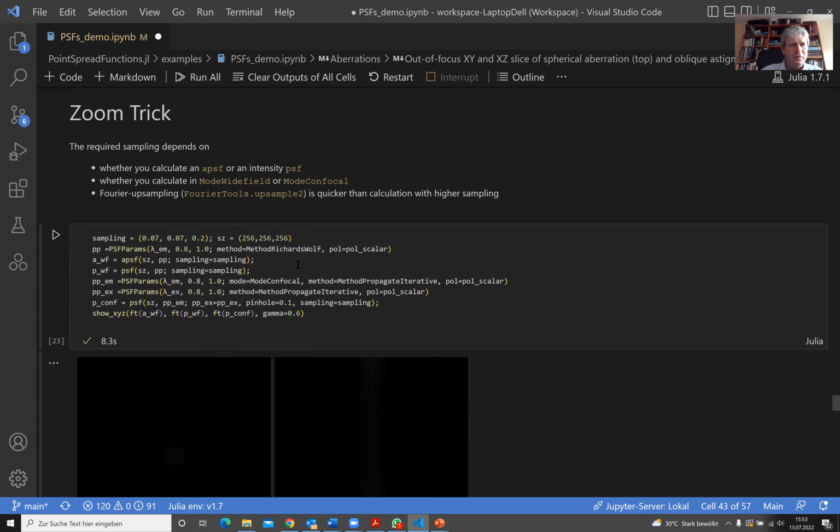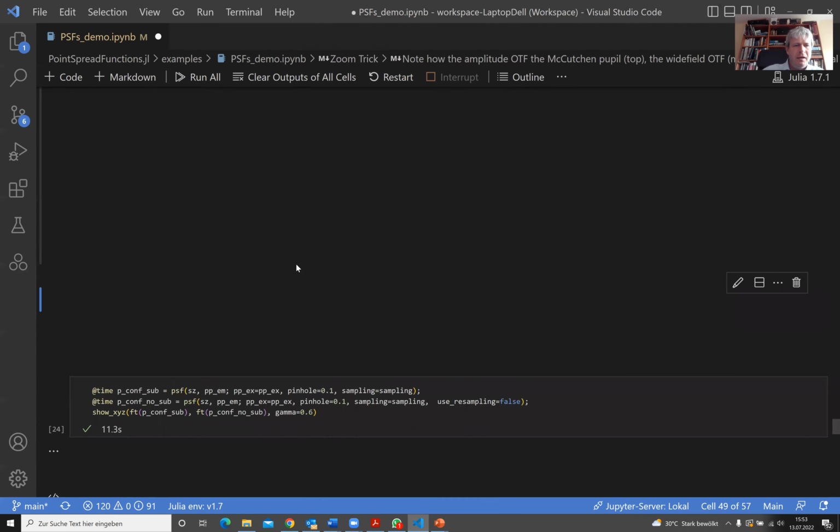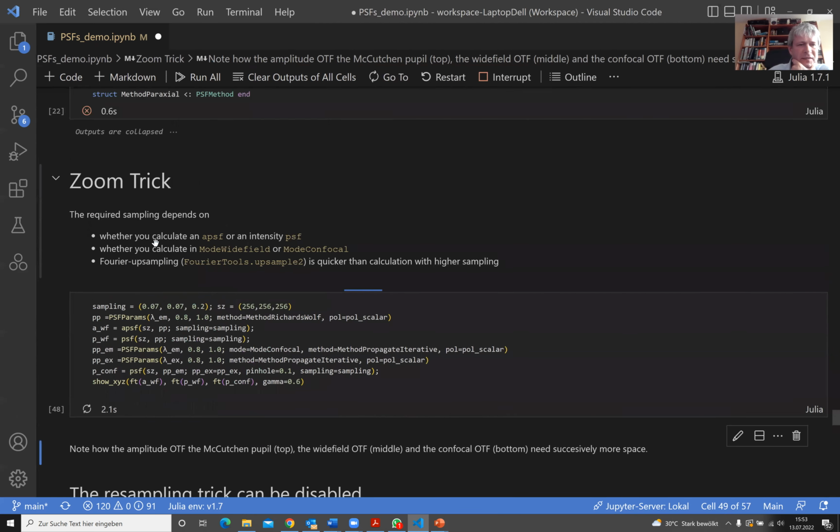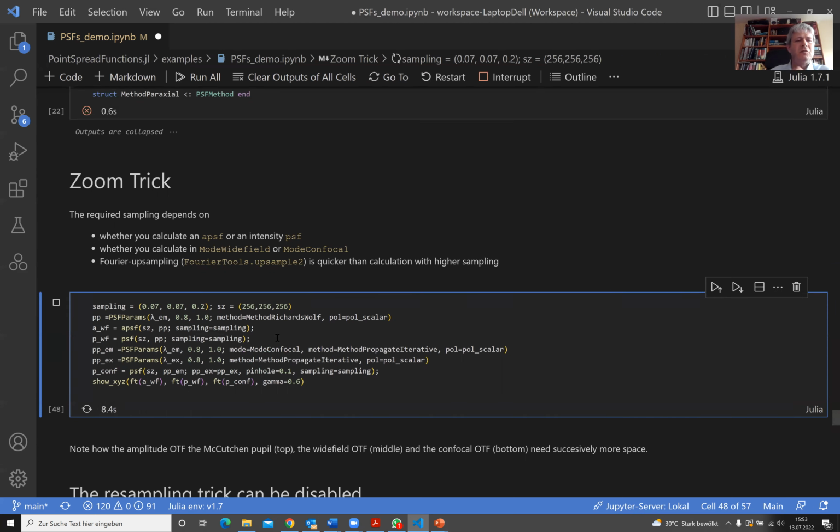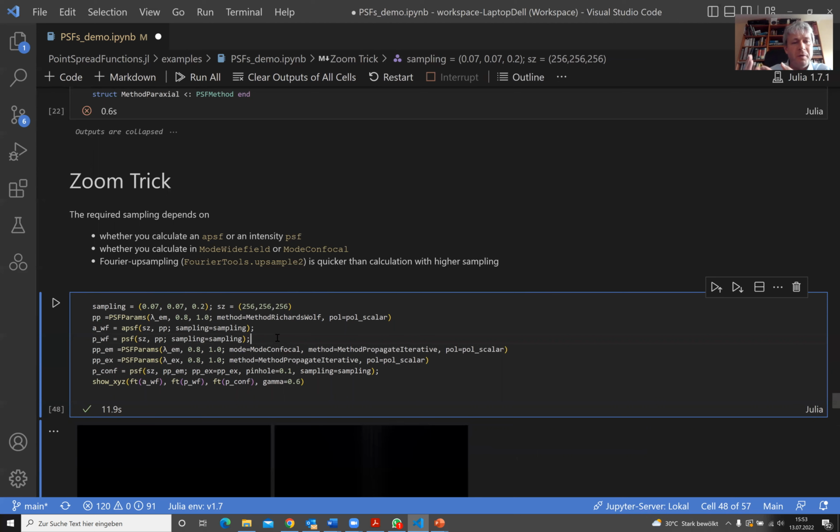Now, the first one I call the zoom trick. What I do here is that to speed up this whole calculation, you can think about what sampling is actually required from the individual steps. To calculate a point spread function, as you've learned above, you need to first calculate an amplitude pattern. In the general case, that means EX, EY, and EZ based vectorial amplitude patterns. And then you need to calculate the intensity from it.